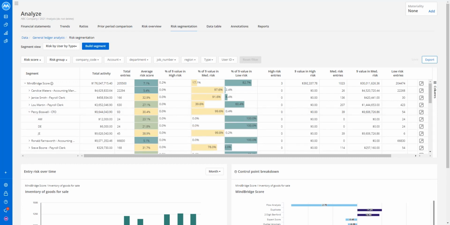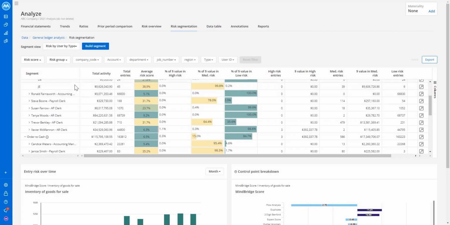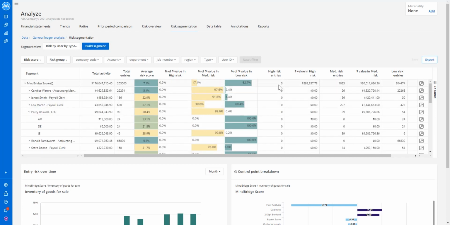Some of the different considerations are which users have the higher concentration of medium and high risk transactions, which monetary values are associated with these transactions. Does anything stand out based off of your understanding of the company and the segregation of duties within that company? In this particular user view, as I'm scrolling down, I'm able to quickly see that Xavier McMahon entered 3 of our high-risk transactions, and we only have 3 high-risk transactions in this ledger. He is likely the riskiest user because he's entering the most anomalous transactions into the system.